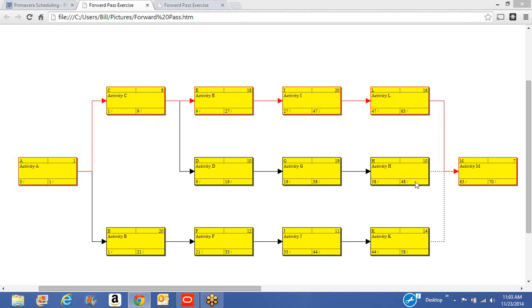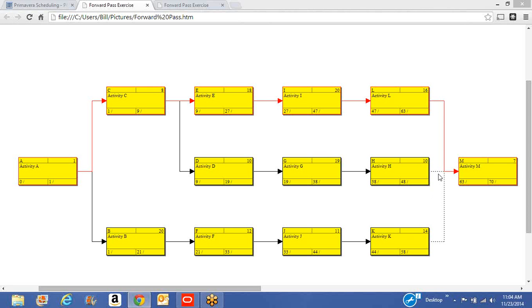Now you can see that this path is clearly not as long as the one above it, because here we are on day 48. If we had no other activities to worry about, we could say that this project is done on day 48, but that's not true. Obviously, we have another activity out here starting on day 63 and finishing on day 70. The dotted line is very important here.